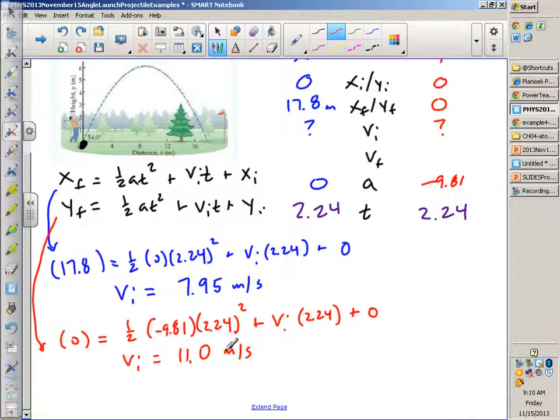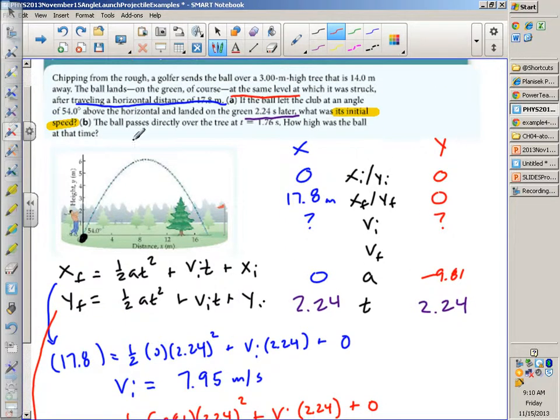All right. How's that? We okay with those two? But is that the answer to this question? No. The answer to this question asked us for the initial speed. We just found out how fast this golf ball was traveling initially on the x-axis and how fast it was traveling initially on the y-axis. The initial velocities, horizontal and vertical, but that's not what this question asked us for.